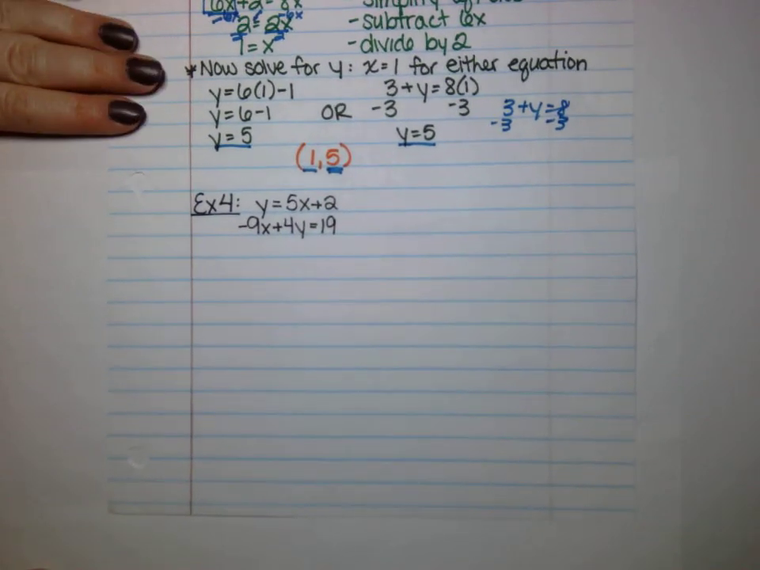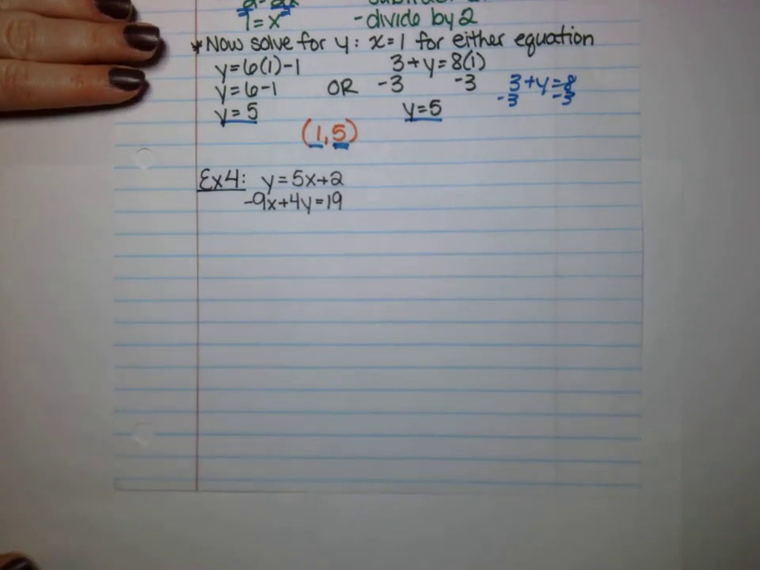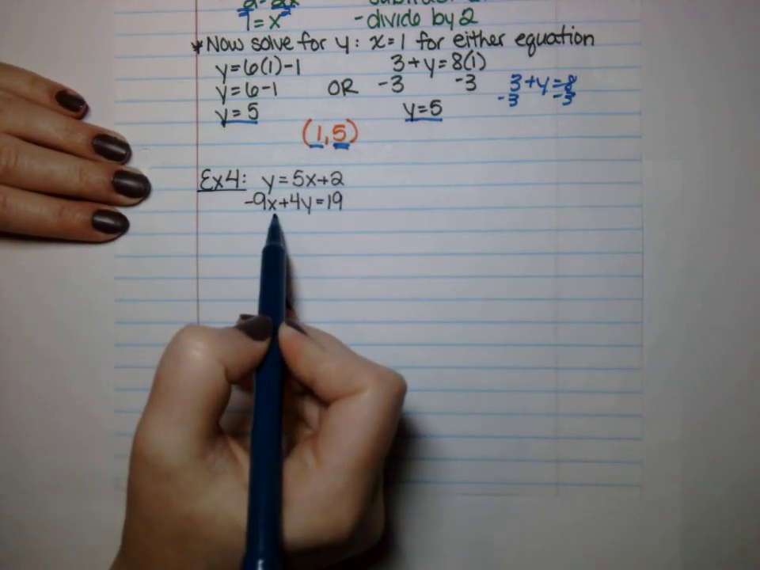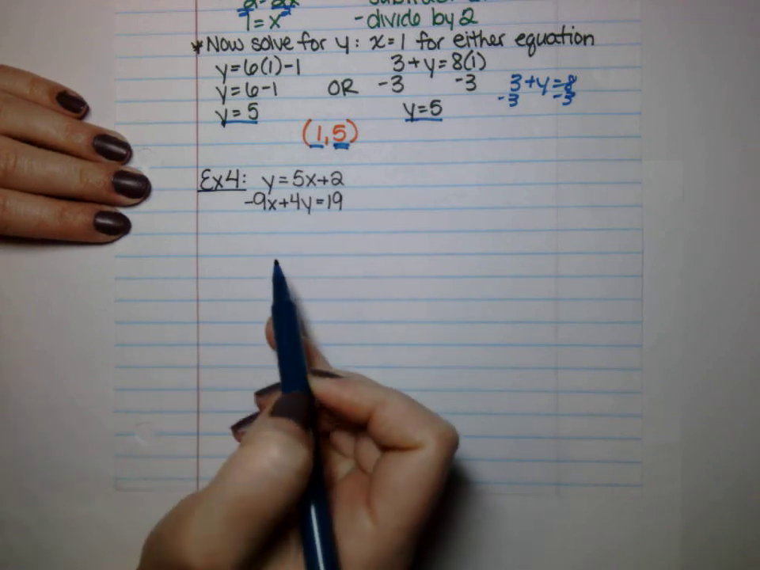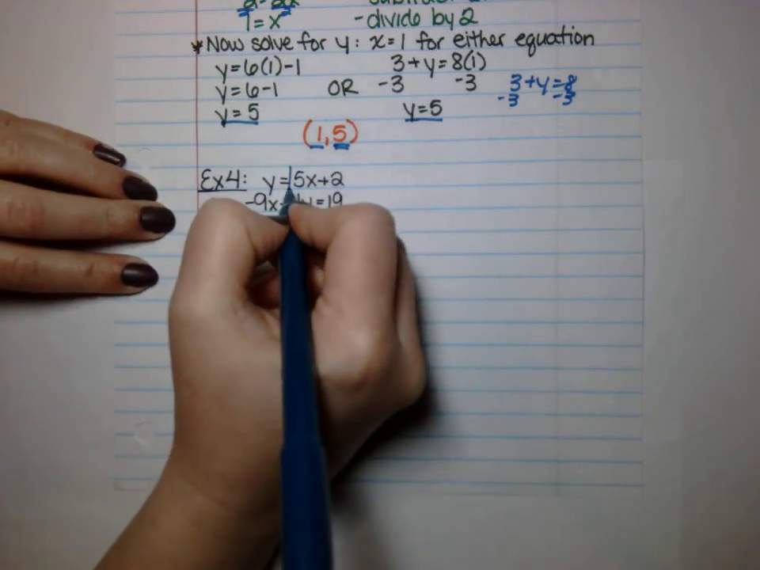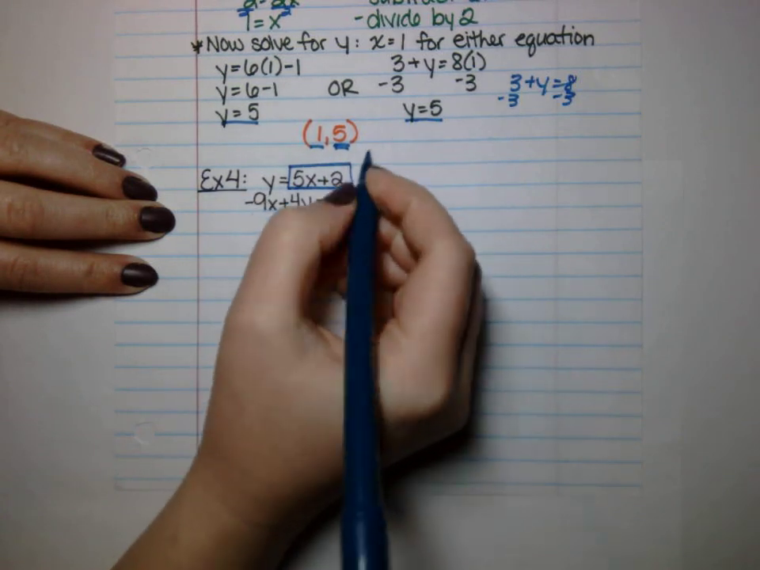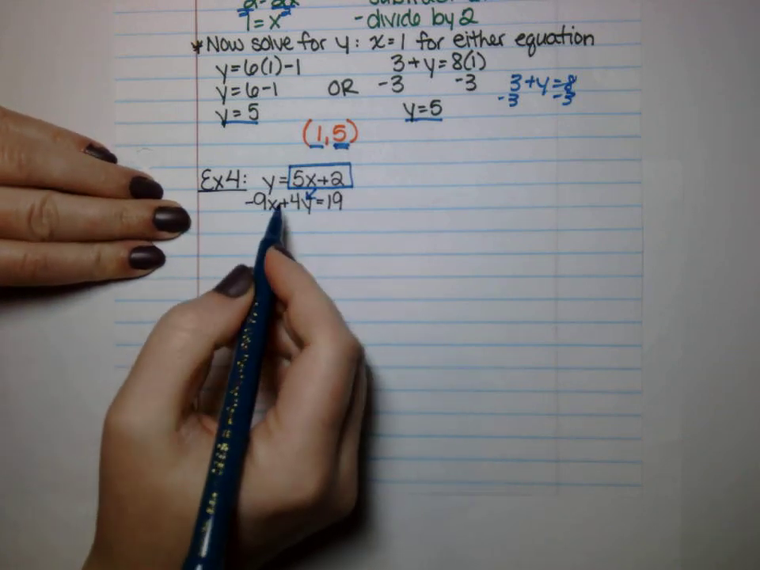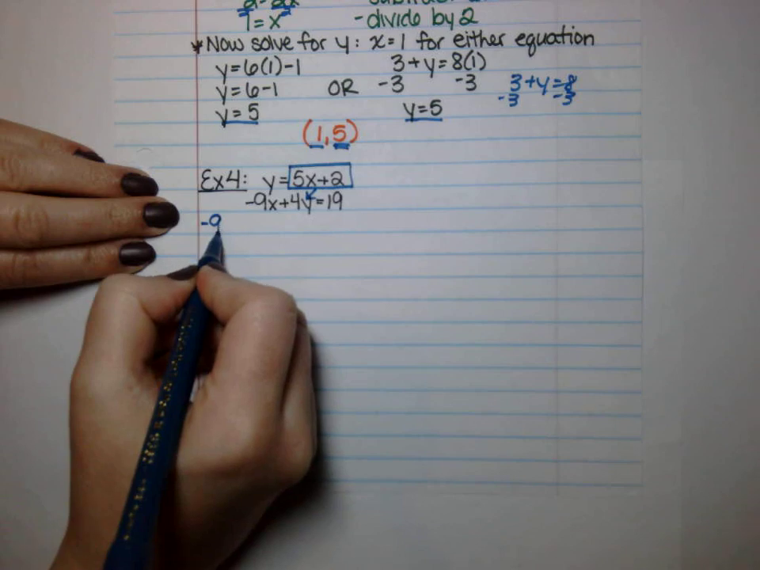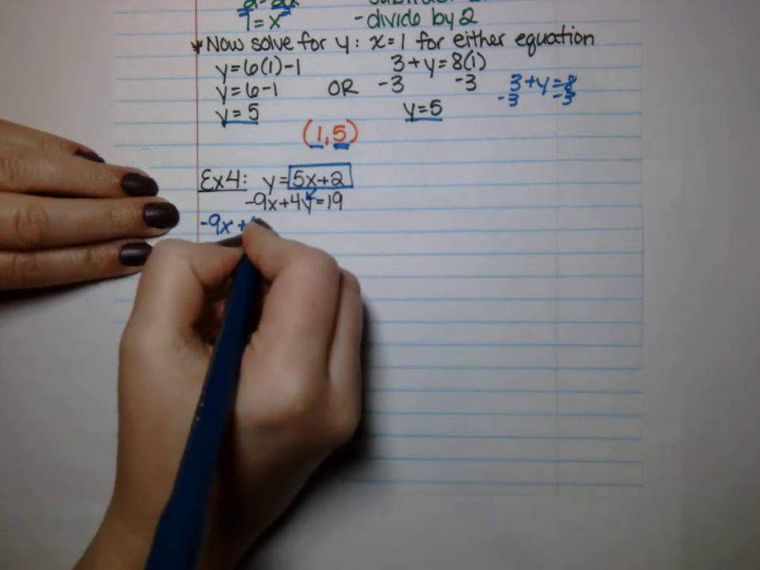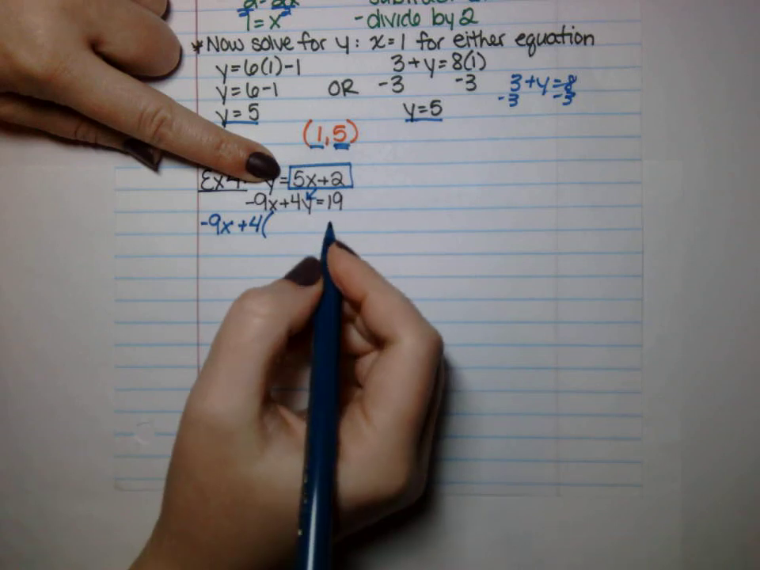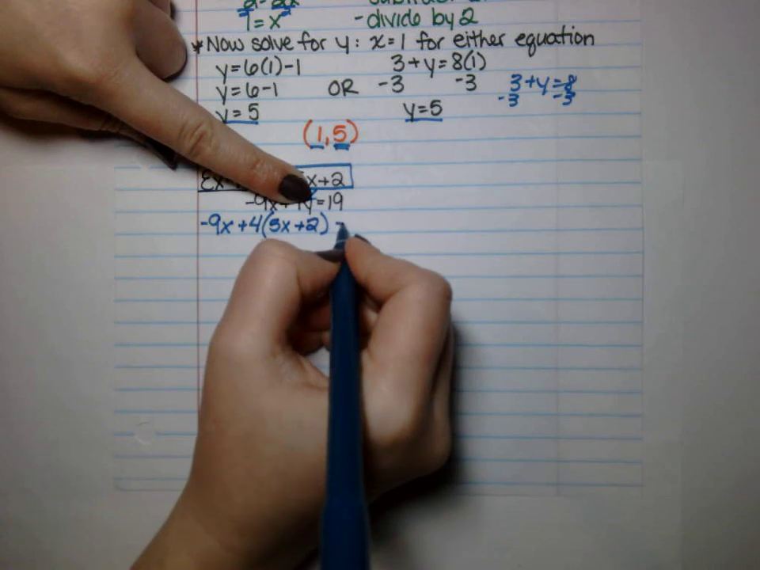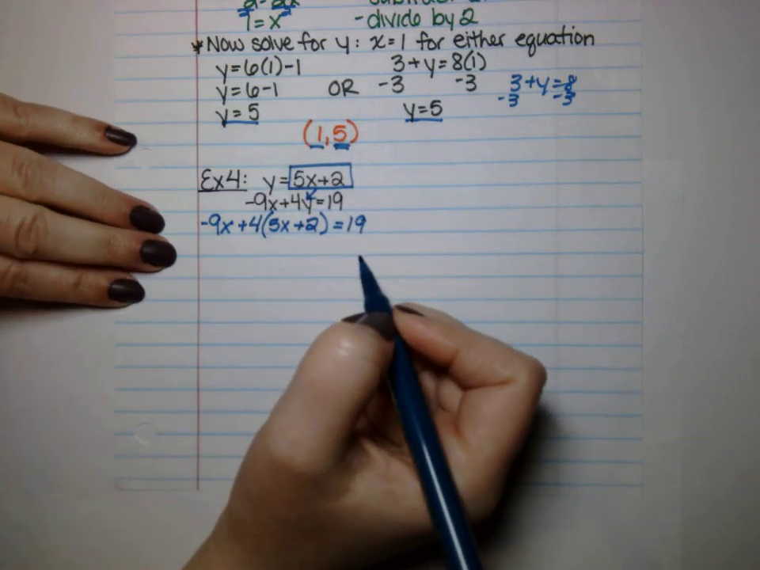So let's work out example 4 together. If I have y equals 5x plus 2 and negative 9x plus 4y is equal to 19. I'm going to take this whole expression and plug it in for this y. So when I rewrite the second equation, I have a negative 9x plus 4 times this whole piece, 5x plus 2, and it's still going to equal 19.